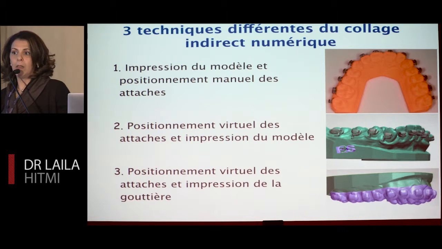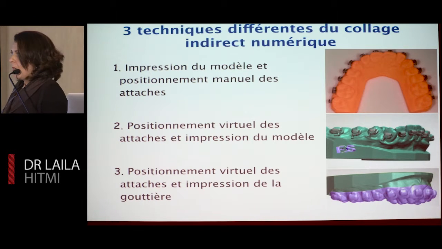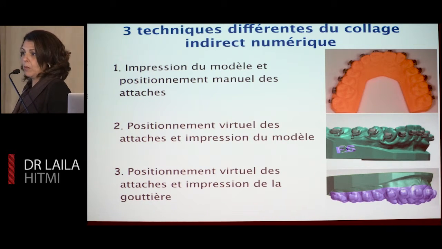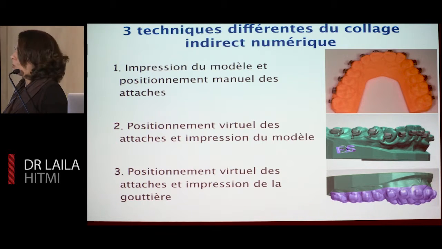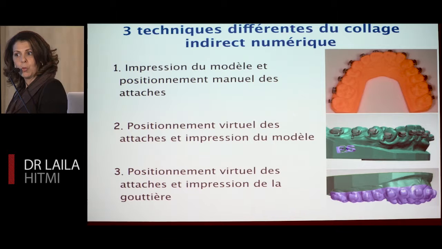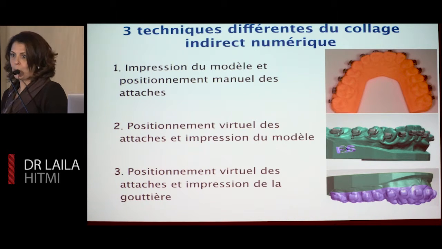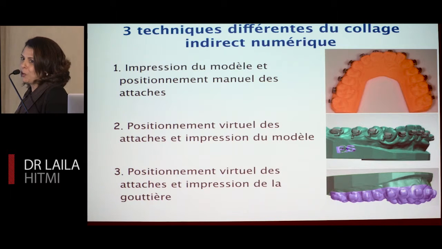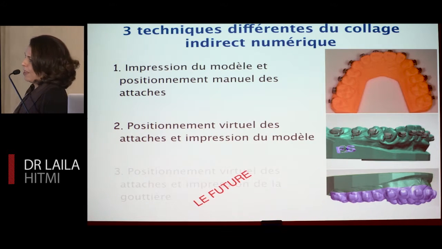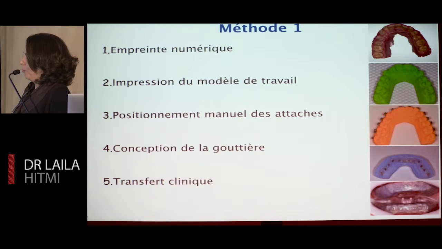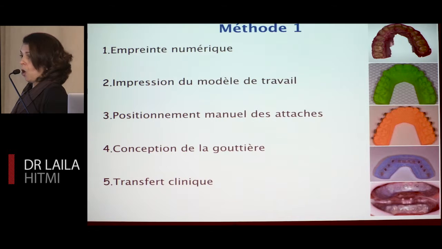I'm going to explain which printer, how to position the attachments manually on the model, and how to make the aligner very quickly, and then the clinical transfer jig. The second option will require a few months of preparation and learning. It's a virtual positioning, model impression, model printing, and manufacturing of the aligner. And finally, the third one is the direct printing. But I need a few more weeks before I can really be knowledgeable enough about the subject to tell you about it.